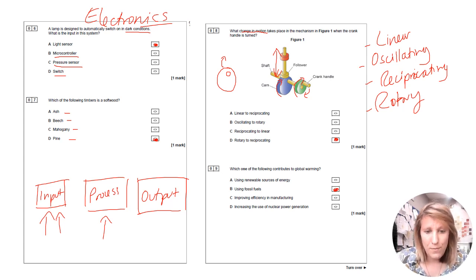Increasing the use of nuclear power generation. That's a little bit of a trick one there, because actually you kind of think that nuclear power is bad, but actually it's one of the cleanest and most efficient ways to generate power. It's just risky because of the contamination that can happen.